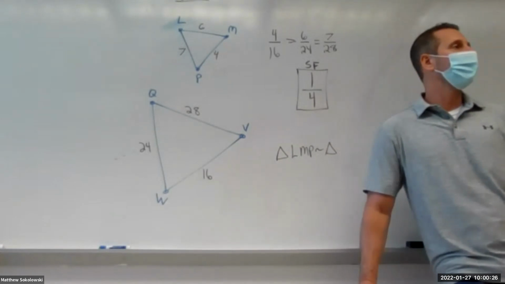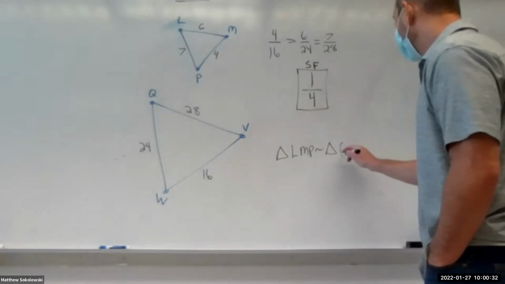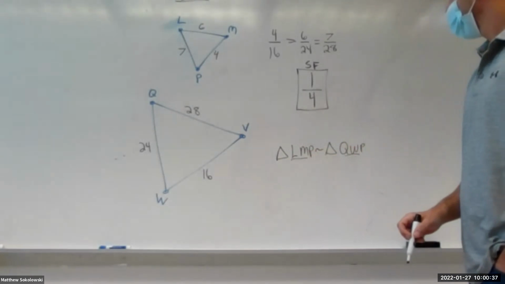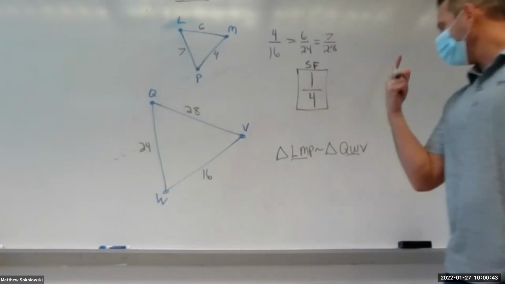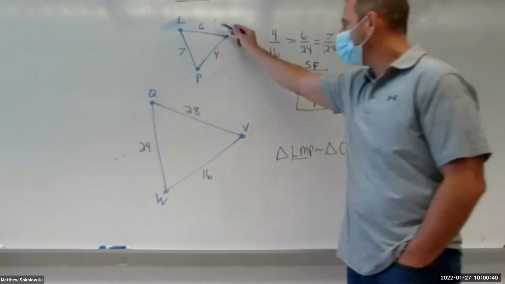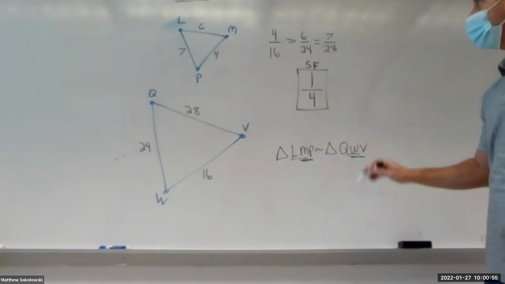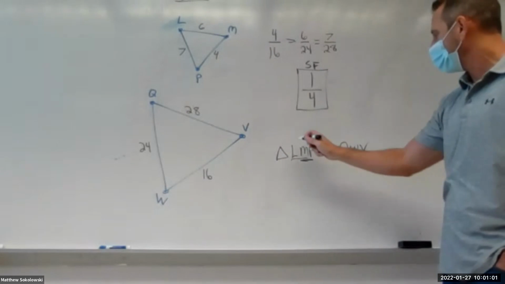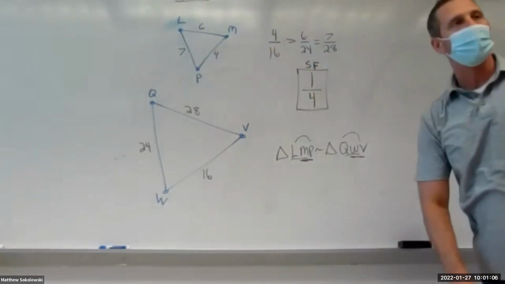All right, what do you got? Who's got an answer for me? Let's check it out. Armana, go ahead. QWP. That means LM and QW. Okay, we got the mask on, we can't even hear each other. Let's try: LM, QW, LM 6, QW 24, that was a ratio. MP, WV, MP 4, WV 16, boom, 4 over 16. LP, QV, LP 7, QV, boom. All right, good.